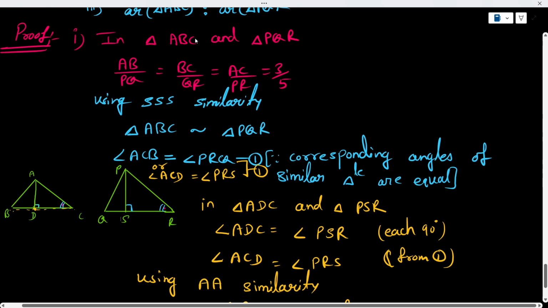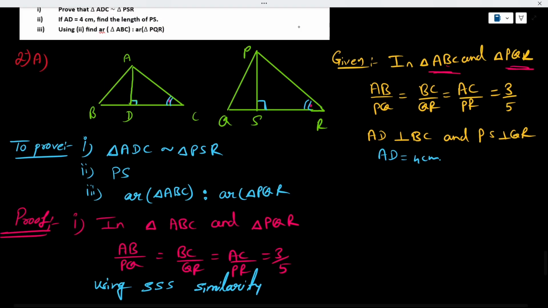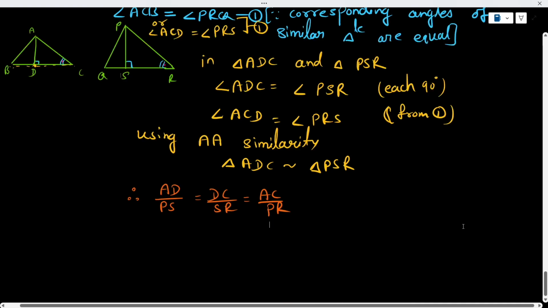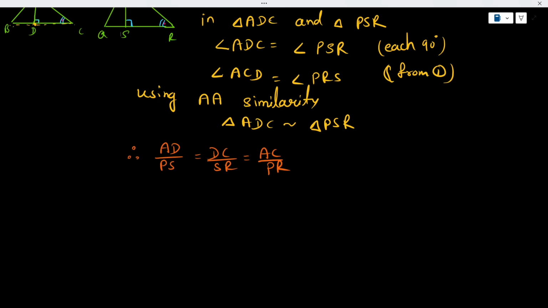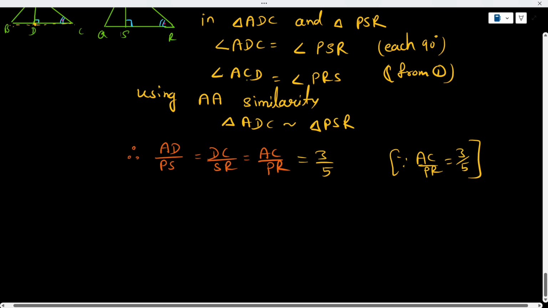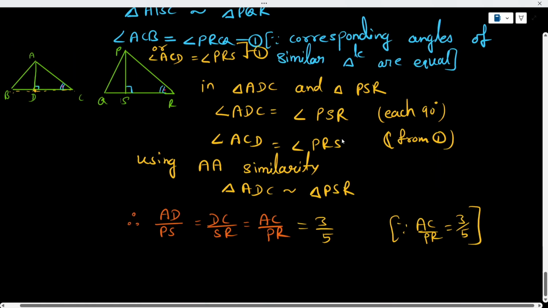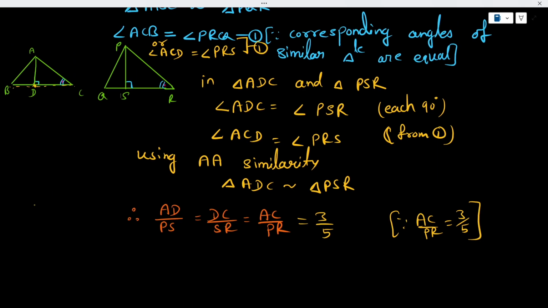Now everything, if you see, what is the ratio of AC by PR here from the given part? It is 3 by 5. So because these things are also equal to AC by PR, the ratio is going to be 3 by 5, because it's given AC by PR is equal to 3 by 5. Now the moment you get this, what else is given here? Up to here you are done with the first part. From here we are doing the second part. So you can start here on the second part.